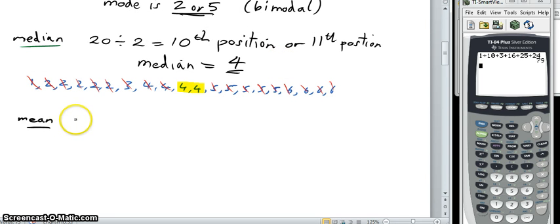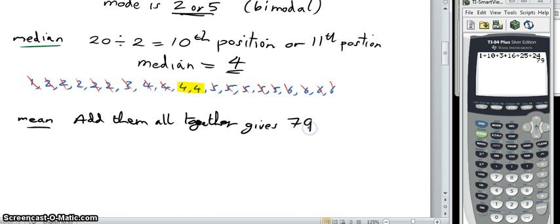So the mean, when I add them all together like we did before, gives 79. Now I'm going to divide it by how many rolls I had. Alright. So now I'm going to do 79 divided by, well, there's 6 numbers on the dice, but I rolled it 20 times. So it's 79 divided by 20, which is 3.95.